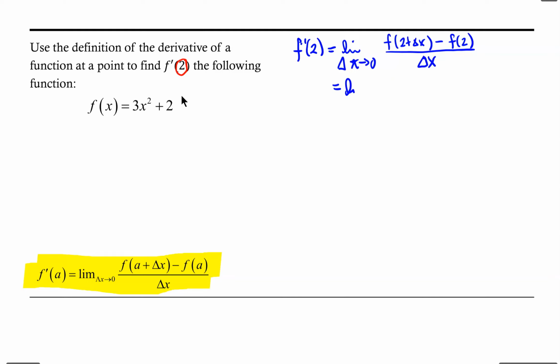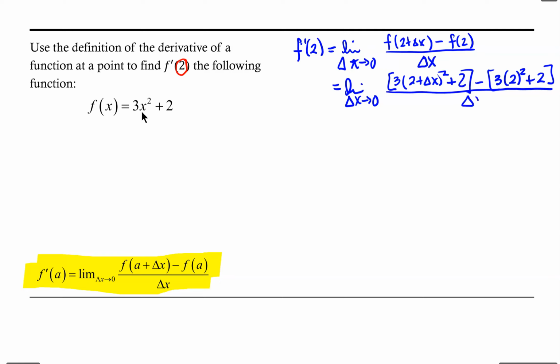Continuing, we'll have the limit as delta x approaches 0. Now I'm replacing every instance of x in my original function with 2 plus delta x. So this is going to be the quantity 3 times 2 plus delta x squared plus 2, minus f at 2. F at 2 is 3 times 2 squared plus 2, all over delta x.